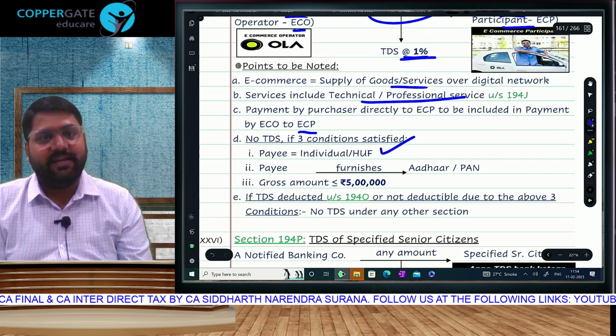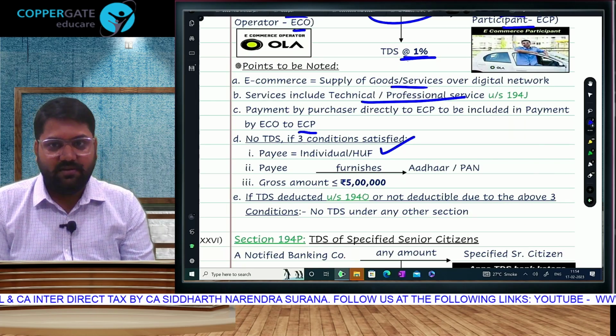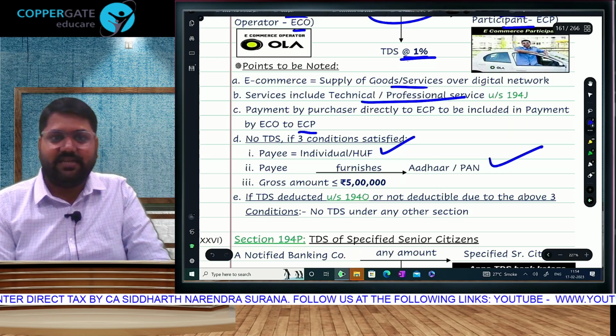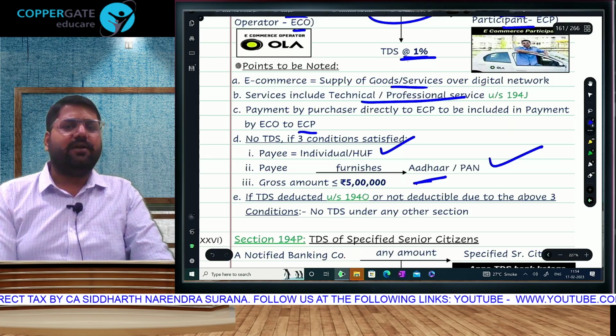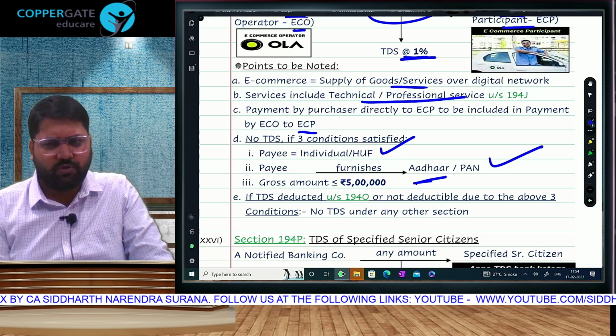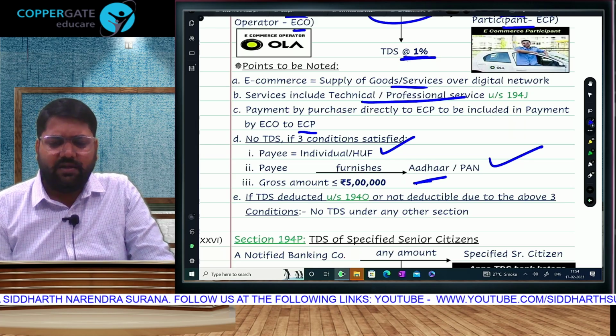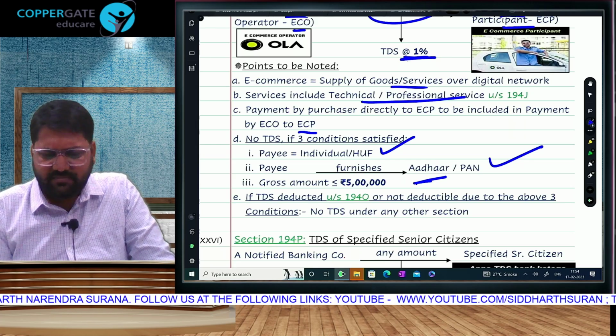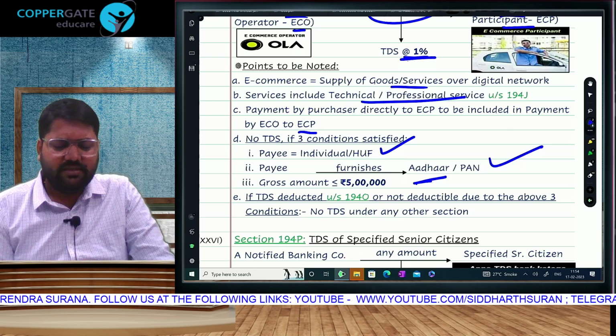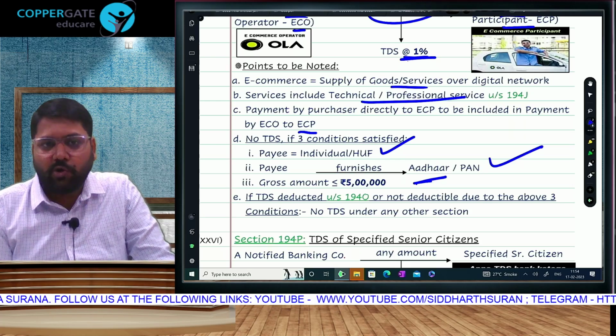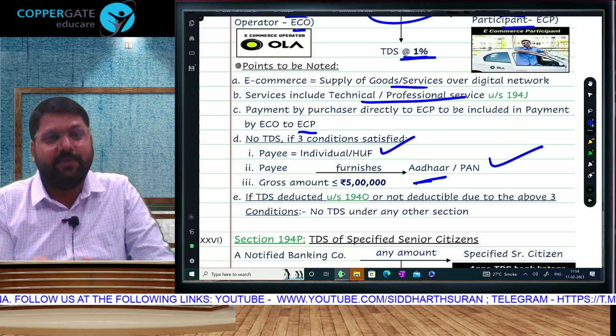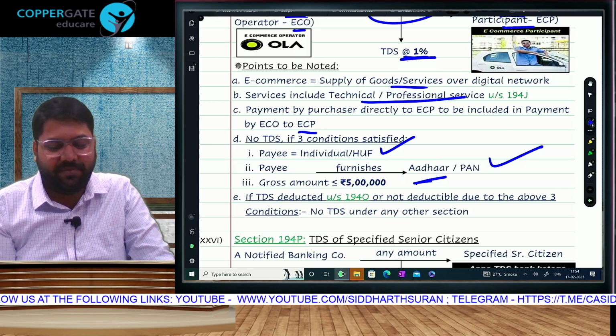But if the payee is an individual or HUF, like that poor taxi driver who furnishes Aadhaar and PAN, which anyway you have to furnish at the time of KYC, and the total in the year is up to rupees 5 lakh, most likely it will be up to rupees 5 lakh only, then there will be no TDS at all. So mostly the drivers of Ola will be immune. But if Zomato is paying a restaurant, it will not be immune.